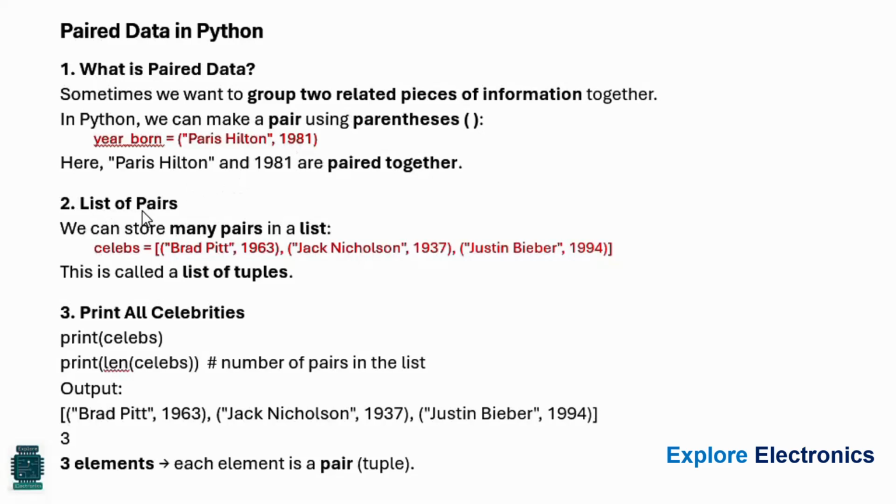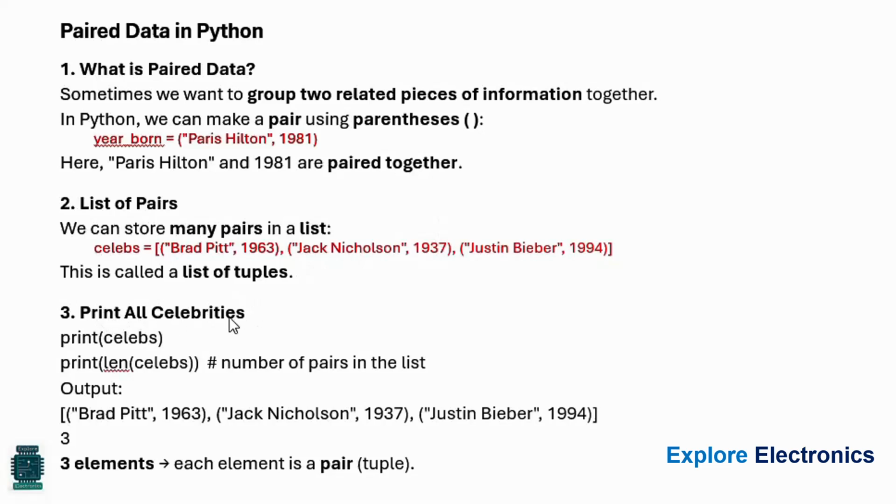List of pairs. I can take a list of pairs as well. Here I have taken only one pair of data. Let us see in this example. We can store many pairs in a list. celebrities = [("Brad Pitt", 1963), ("Jack Nicklaus", 1937), ("Justin Bieber", 1994)]. Here I have taken a list of pairs, that is name along with the year. This is called a list of tuples. Tuples I will explain in the next module, the upcoming second module.